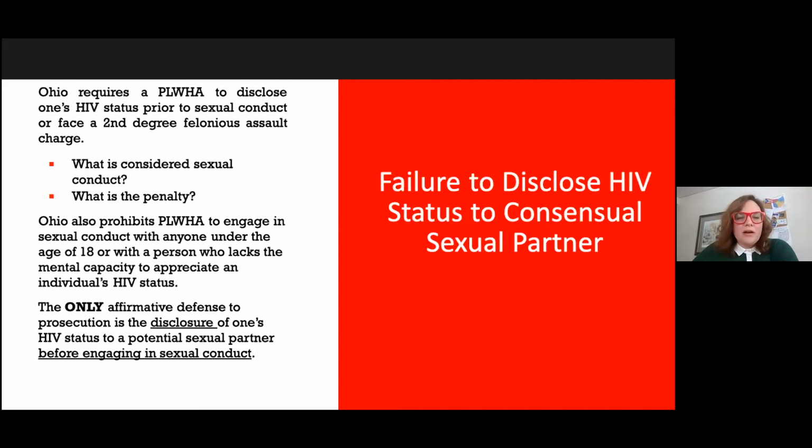So as part of this, the crime includes that you perform such sexual conduct without disclosing. What constitutes adequate disclosure we'll get to on a later slide, because actual disclosure is the only affirmative defense a person has should they be prosecuted under this statute. Proof that you have disclosed is the only way to avoid conviction under the law. And it's a very onerous law.